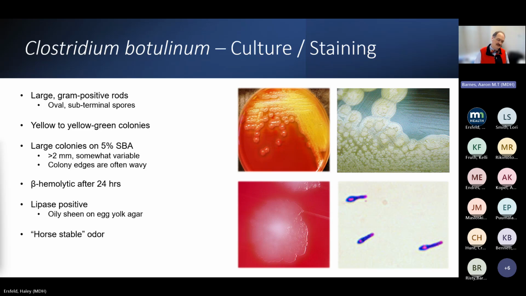Classically, and again, this is usually a board exam question, and do not smell your plates, but they very much smell like a horse stable. Sometimes that's strong enough that you can even smell it through a respirator, because those are very small compounds. They have an oval subterminal spore. That's a Giemsa stain in the lower right there. It's not a Gram stain. That's what Giemsa looks like. But they have that classic drumstick look with the spore at one end. Next slide, please.